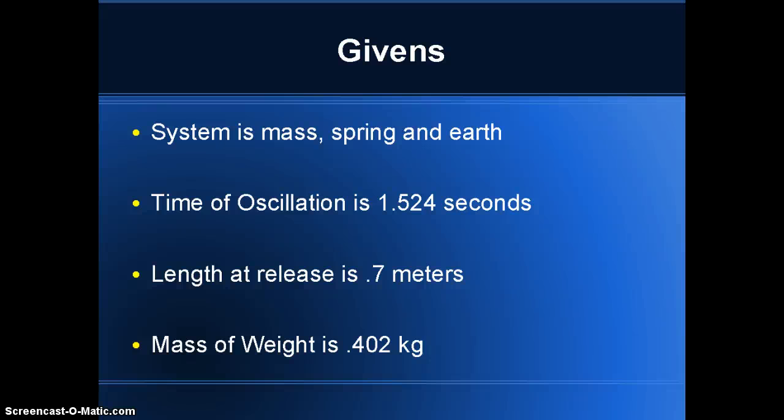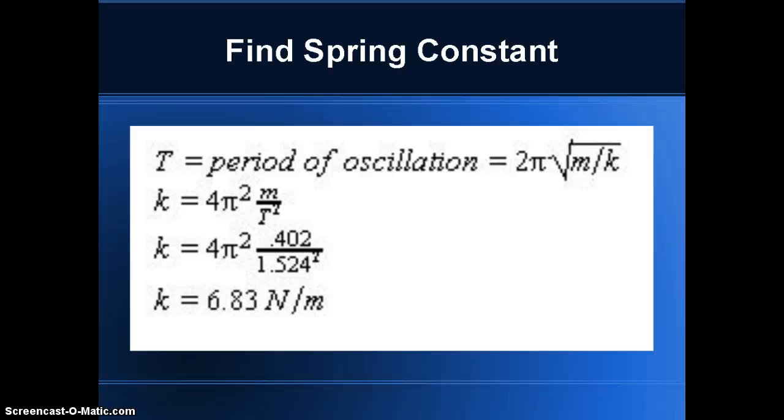Next, we're also given that the time of oscillation is 1.524 seconds, and that the length at release is 0.7 meters, and the mass of the weight is 0.402 kilograms. Now, the first thing we need to do from there is find the spring constant. That's pretty easy. We have T, period of oscillation, is equal to 2 pi times the square root of mass divided by the spring constant. A little bit of work down, we get that the spring constant is equal to 4 pi squared times the mass, 0.402, divided by the period of oscillation, 1.524 seconds squared, meaning that k is equal to 6.83 newtons per meter.